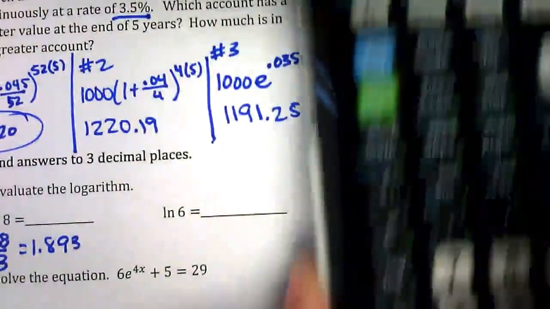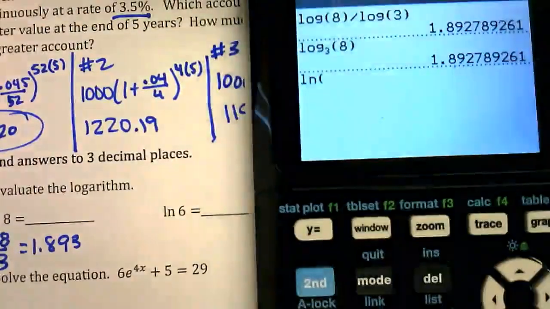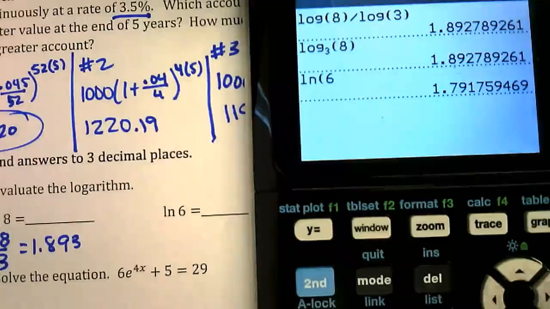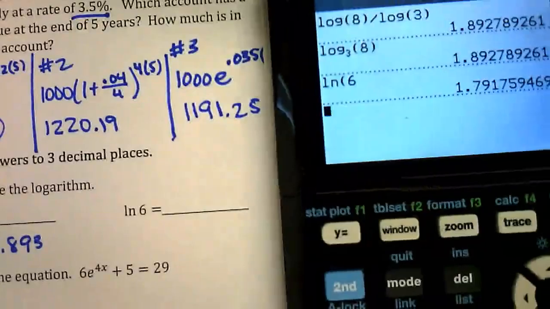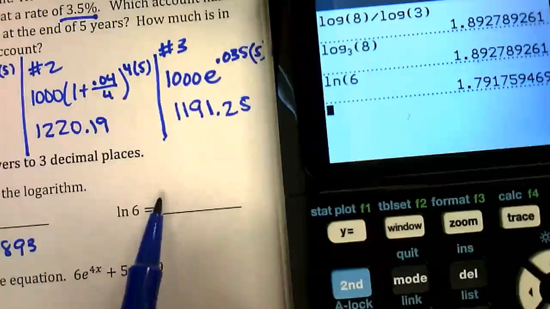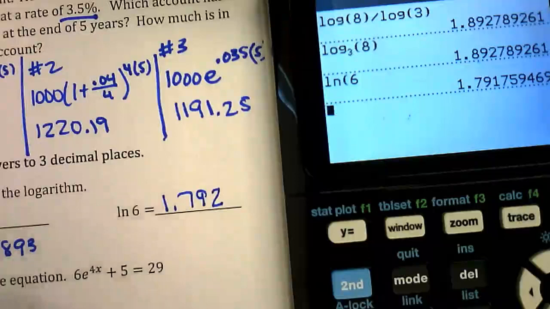For the natural log of 6, we have a natural log button, so we just do the natural log of 6. I don't have to type in a base for this one because when there's no base written, the calculator understands that's a base of e. So 1.7912.